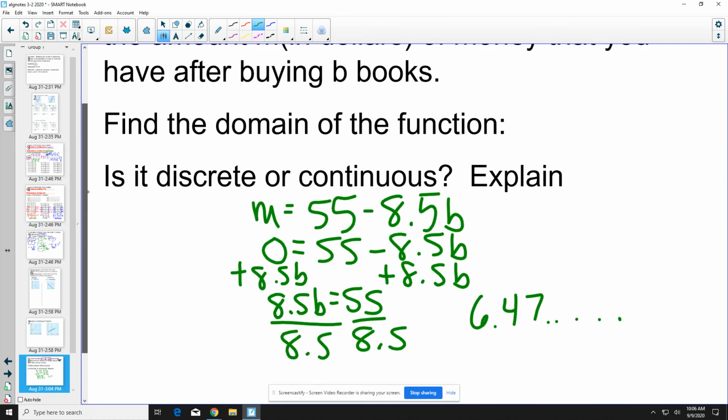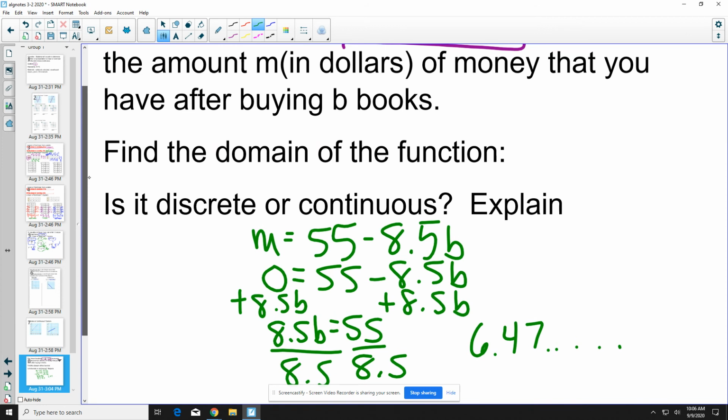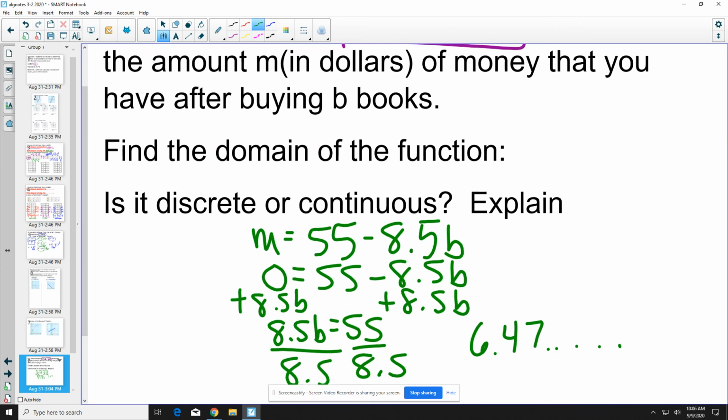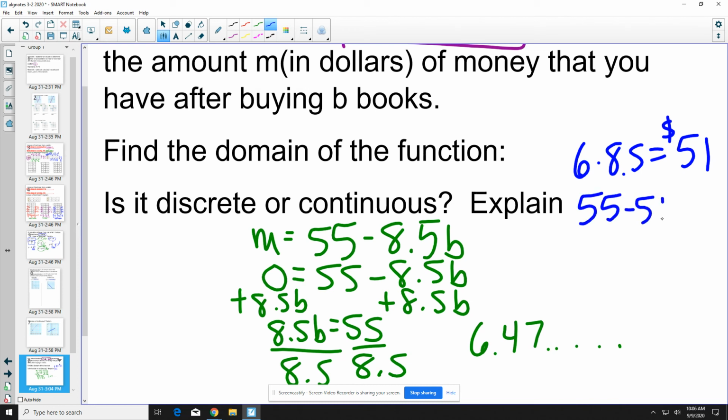Well, think about this. If I buy 6 books, I would have some money left over. Because it's telling me I can buy 6.47 books, but that doesn't make sense. I can't buy part of a book. Okay? The most books I could buy is 6. Because if I bought 6 books and I took 6 times $8.50, that would be $51. I could afford that. I have 55. If I have 55 and I bought 6 books, I would have $4 left over. But I can't buy 7 books because that would cost me more than $55. 7 books would. So what would the domain be?